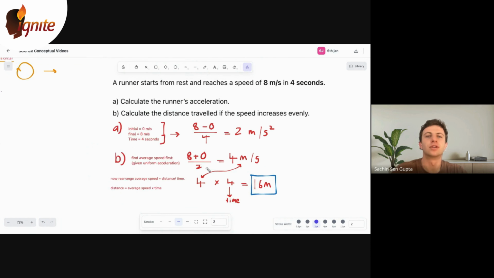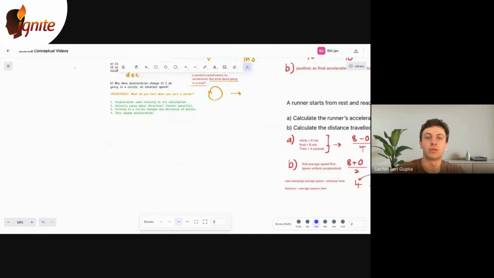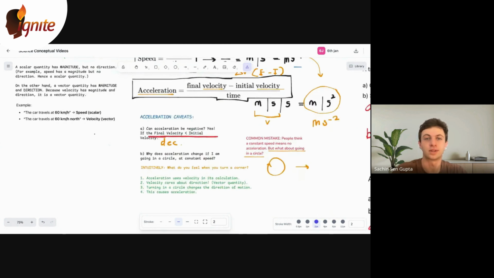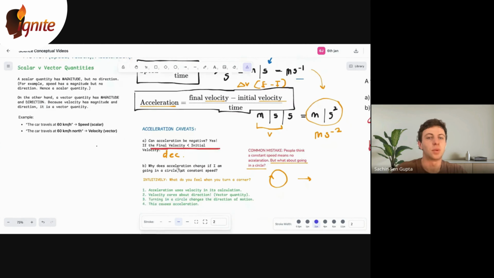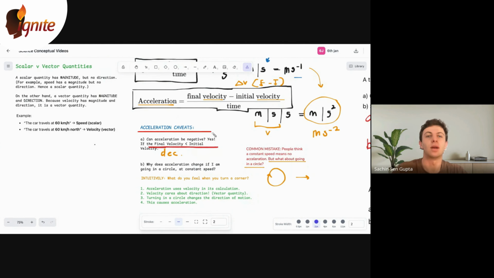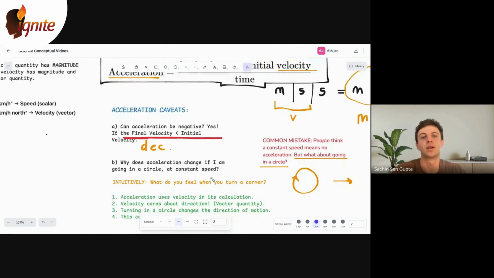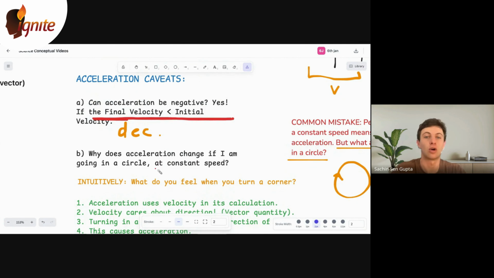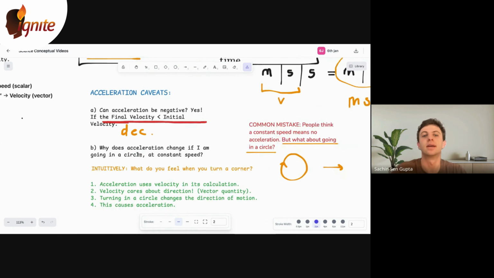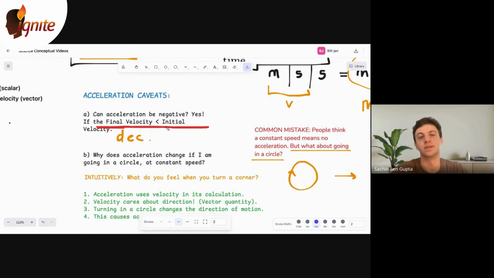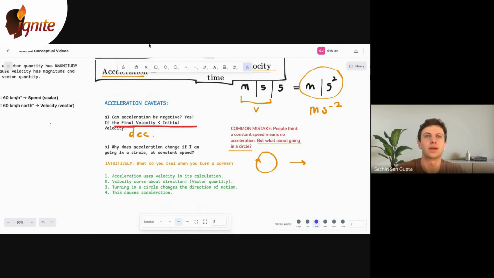All right, so those are two general questions you might come across in these motion physics related courses. So to sum up, keep in mind the caveats, right? Because acceleration and velocity are vector quantities, they care about direction. So acceleration can change even if the speed is constant. Why? Because we might be going in a circle, constantly changing direction, right? And then acceleration can be negative as well. All right, we'll finish up there. All good.